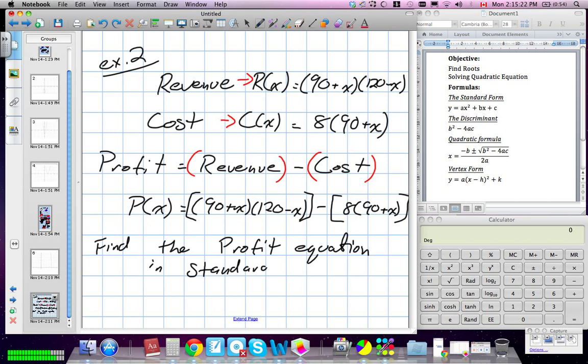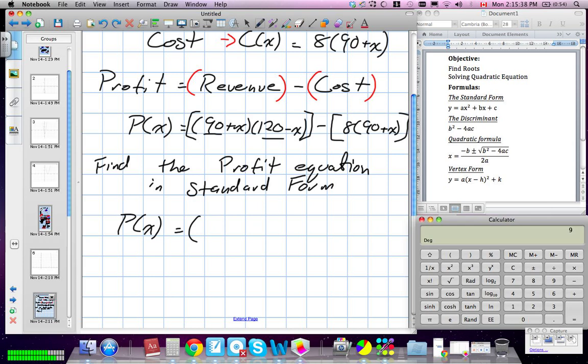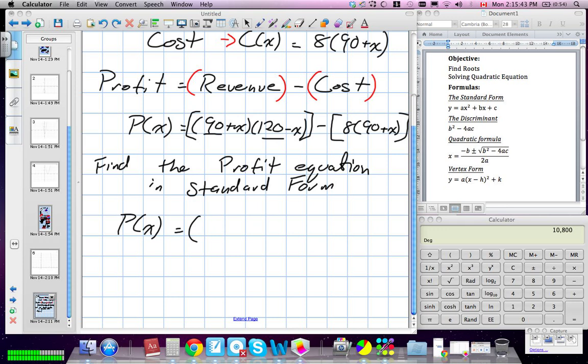So we're going to take this profit equation. And the first one we're going to FOIL. Our first terms are 90 and 120. So 90 times 120 is 10,800. Then we take the outside numbers, which would be negative 90x, 90 times negative x. Inside numbers, x times 120 gives us positive 120x. And finally, positive x times negative x is negative x squared. I'm going to make some room here.